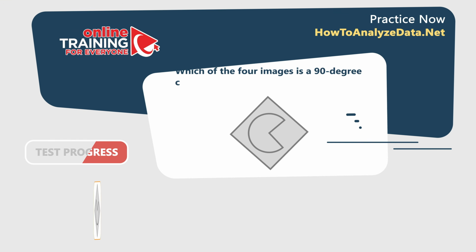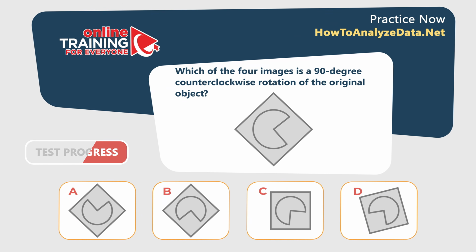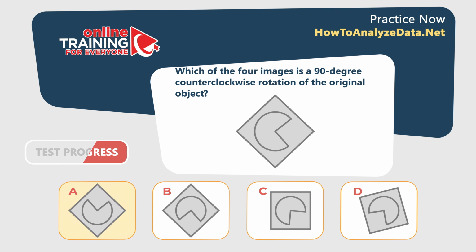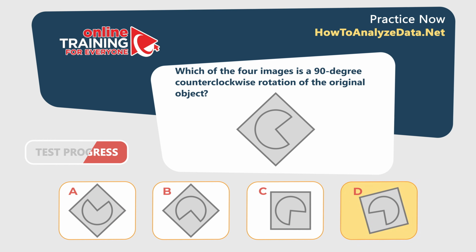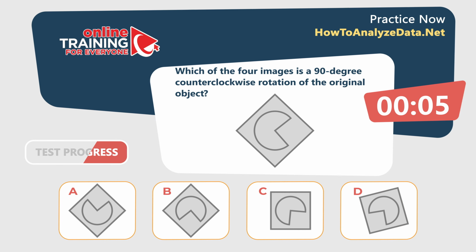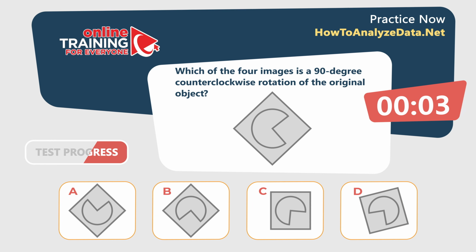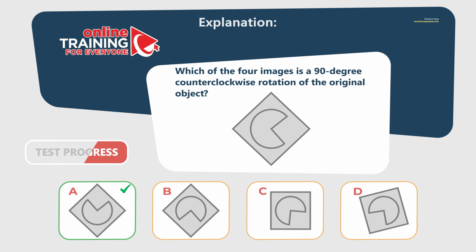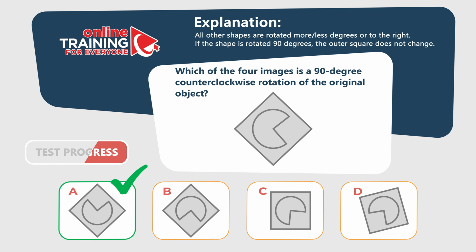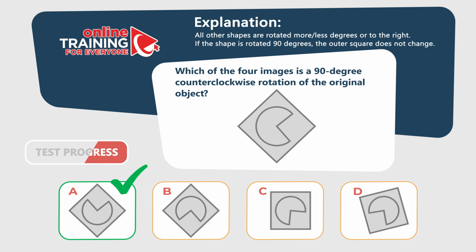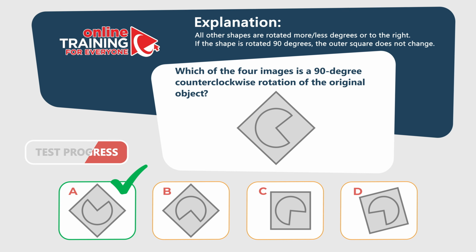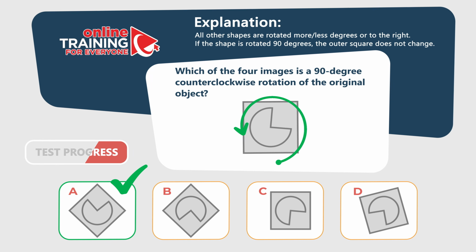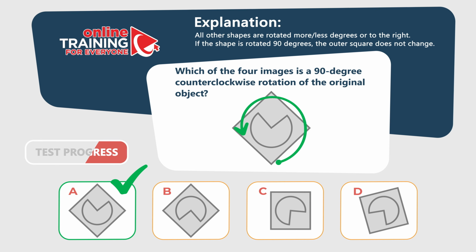Which of the choices represents a 90-degree counterclockwise rotation of the original object? Your choices for the answers are choices A, B, C, and D. The correct answer is choice A, and here's why. The other shapes are either rotated at different angles or in the opposite direction. But here's the caveat. When rotated 90 degrees counterclockwise, the outer square of the original shape remains unchanged.